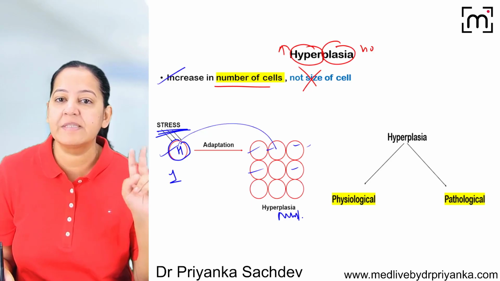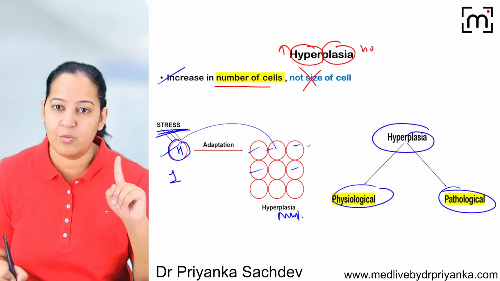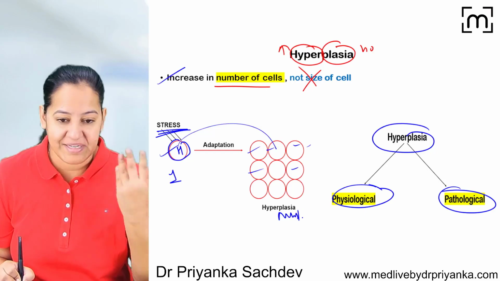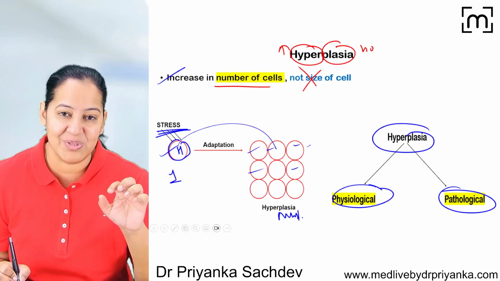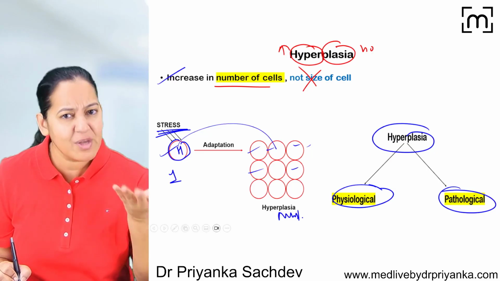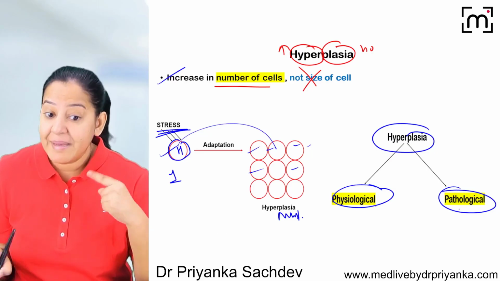Now, what are the 2 types? The 2 types of hyperplasia are physiological and pathological. I hope you understand what is physiological. Physiological is not a disease. For example, pregnancy in female, it's not a disease, but it's not a normal condition also. For example, menstruation in female, it's not a disease, but it's not a normal condition also. So that is physiological. Pathological means a disease.